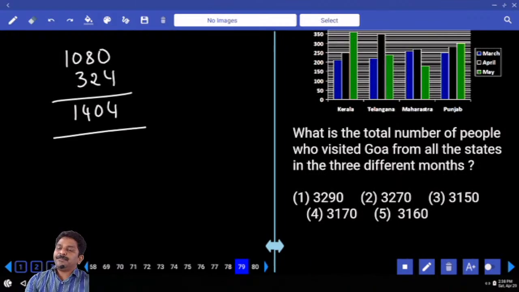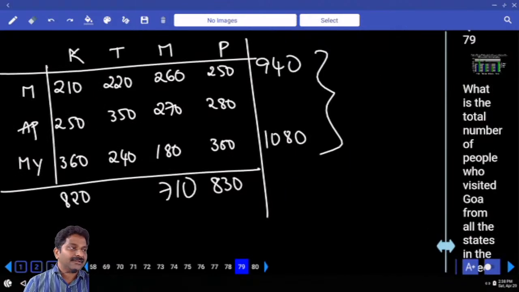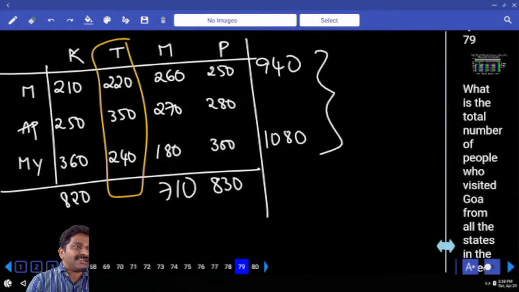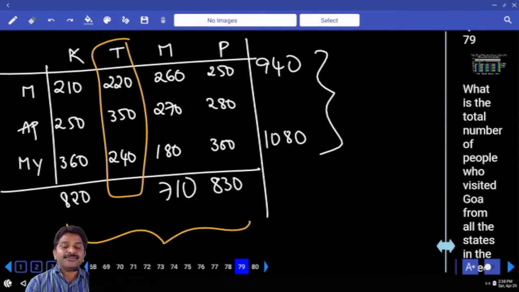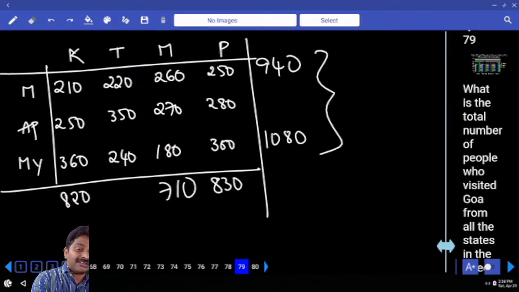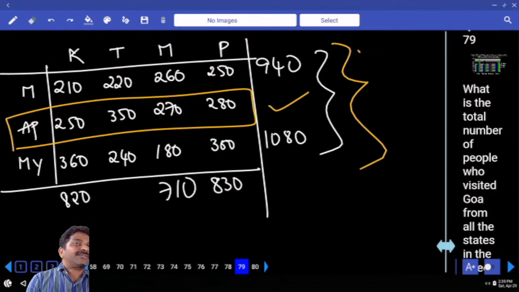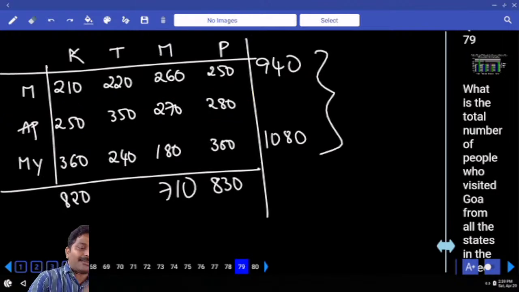What is the total number of people who visited Goa from all the states in 3 different months? Total. Now, we can add Tamil Nadu and add these 4 numbers. Or otherwise, calculate April, get this number and add these 3 numbers. Anything is fine. Agreed or not? Right. So shall we go for it? Tamil Nadu or April? April.